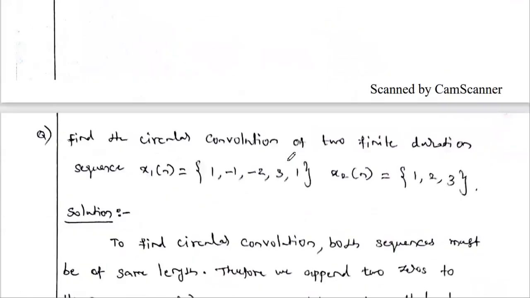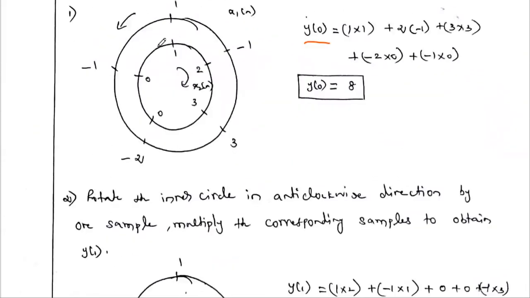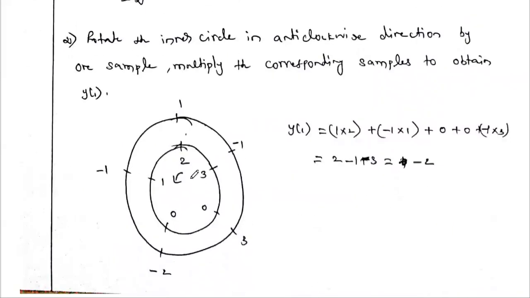So the sample values are shifted. Here actually this is the first diagram: 1, 2, 3, 0, 0. This position you just shifted by one position in the anti-clockwise direction. So anti-clockwise direction means this one will come to here. This 0 comes to here. This 0 comes to here. This 3 comes to here. 2 comes to this position. That is the shifting in an anti-clockwise direction by one position. And again you multiply these two samples and add, and we will get the second answer.